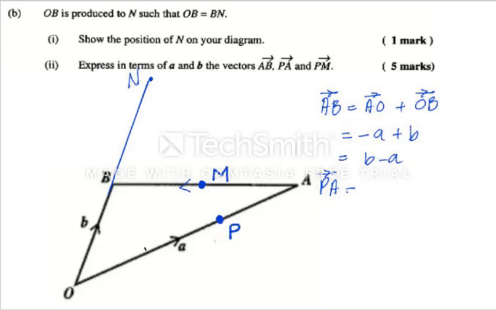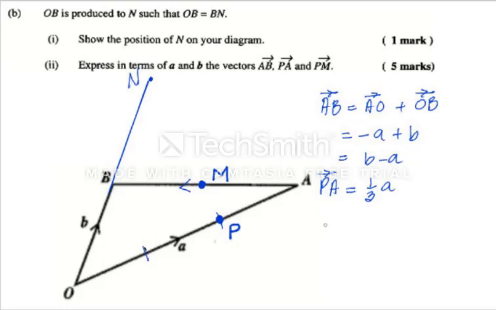Well, this one's supposed to be easy. Remember that by putting P on the line OA, effectively what we did was divide it into three equal parts. 1, 2, 3. The entire vector from O to A is A. OP would be 2/3 of A, and PA would be 1/3 of A. PA is 1/3 of A.